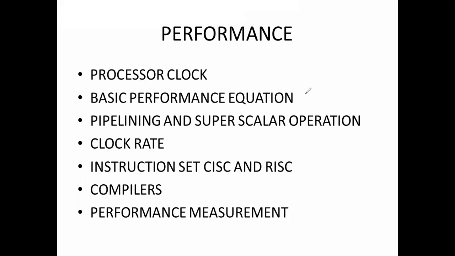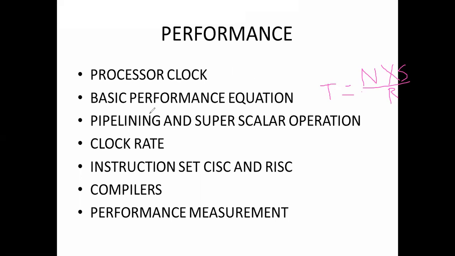Next, the basic performance equation, that is T equal to N into S by R. This is a very, very important equation. Based on this only, the remaining factors also vary. T equal to N into S by R. Here, what is capital N? The total number of instructions. What is capital S? The steps followed by one instruction, how many steps are executed in one instruction. R is the clock rate, that is the number of clock cycles per second.